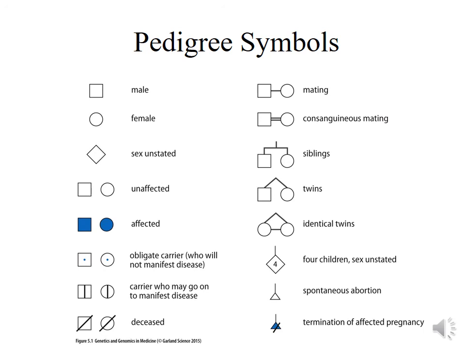Note how consanguineous mating is referred to, mating or marriage, the two that are giving rise to the offspring. Note also how siblings are indicated. So siblings are joined together by a line. Twins have a special denotation, and it demarks whether or not they're identical or paternal twins. And then we have symbols for different types of terminated pregnancies as well.